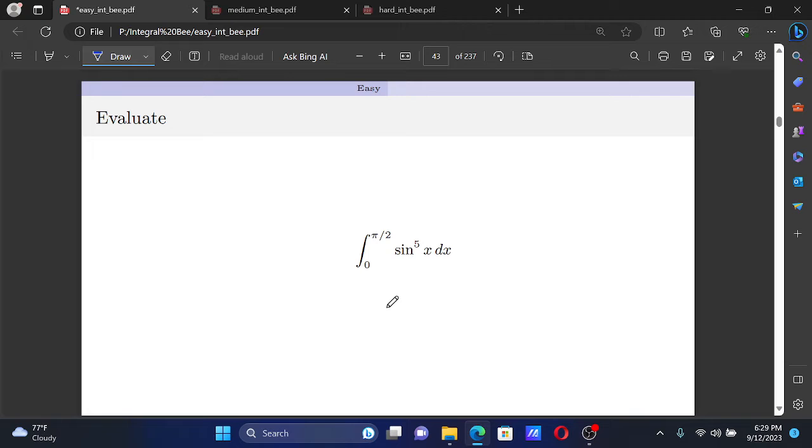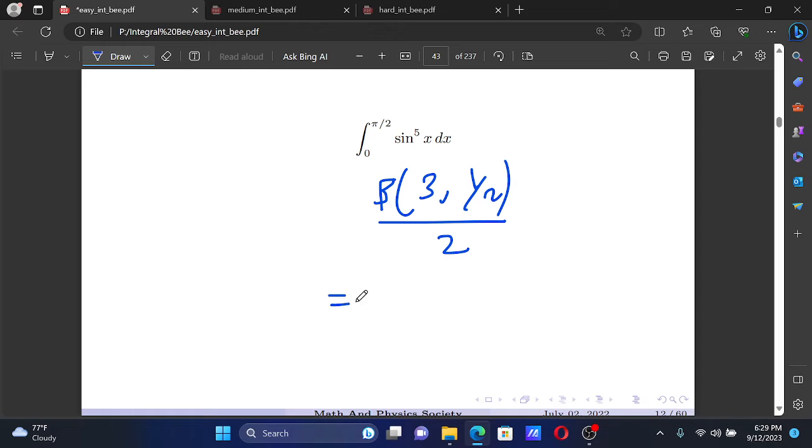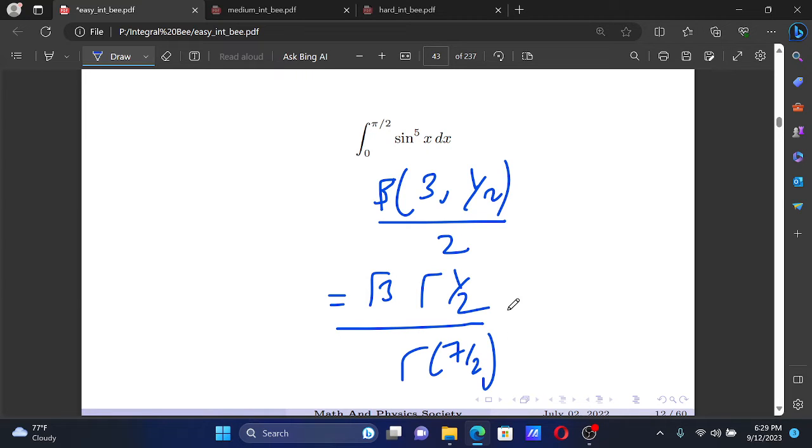For this we can use the beta gamma function. So that's beta of (5 plus 1) by 2, that's 3, and cos has power 0, so (0 plus 1) by 2, that's 1 by 2, by 2. And then this is gamma 3, gamma 1 by 2, by gamma of 3 plus 1 by 2, that is gamma 7 by 2. We also have 1 by 2 over here.